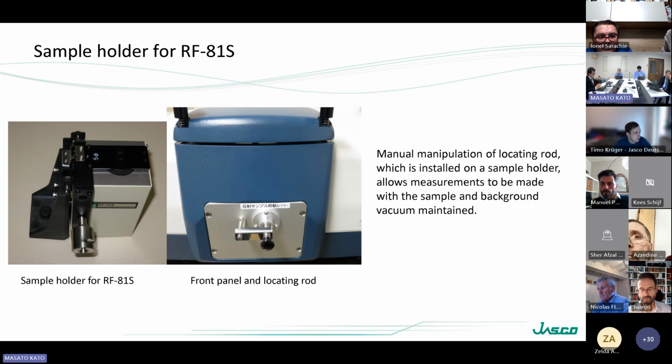Sample folder for RF81S. After using the measurement unit, we need to open the sample compartment once between background and sample measurements. This custom order is modified from RF81S and the front panel. A customer can switch the sample by operating a lever from the outside. It is very useful for switching between the background and sample under vacuum.